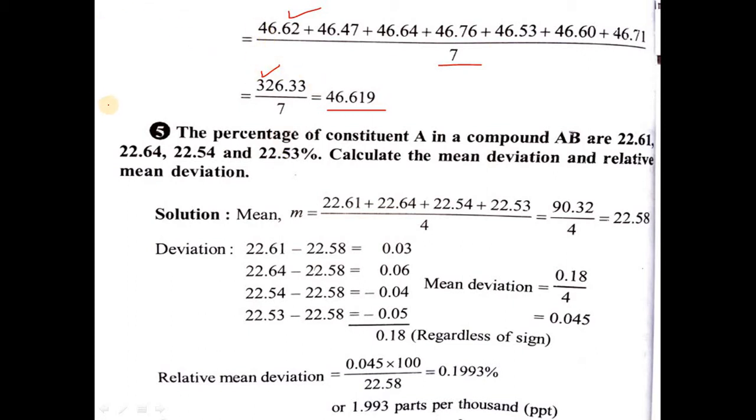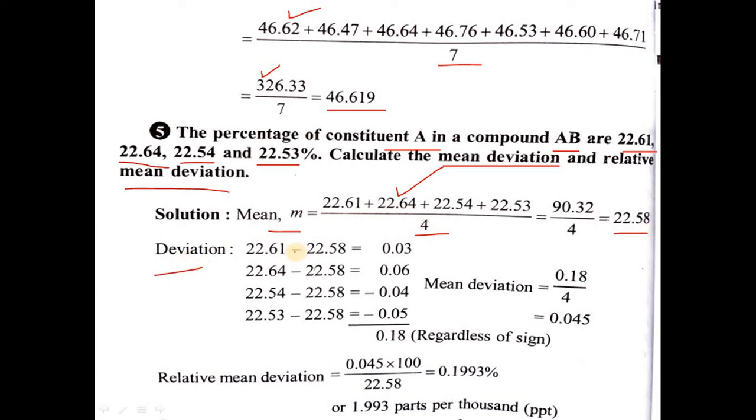in a scientific calculator we can see all the entries. Then problem 5: the percentage of constituent A in a compound ABr is 22.61, 22.64, 22.54, 22.53 percent. Calculate the mean deviation and relative mean deviation. So first we calculate the mean. Mean means summation of all the values divided by the number of observations. So the mean is 22.58.